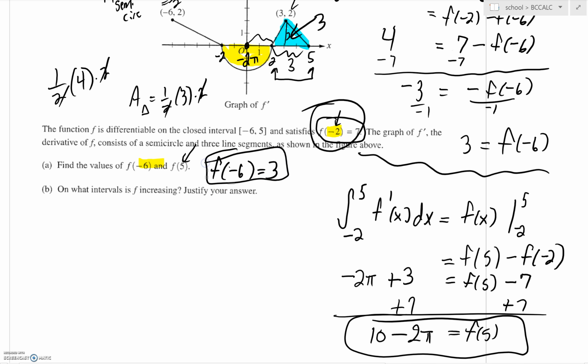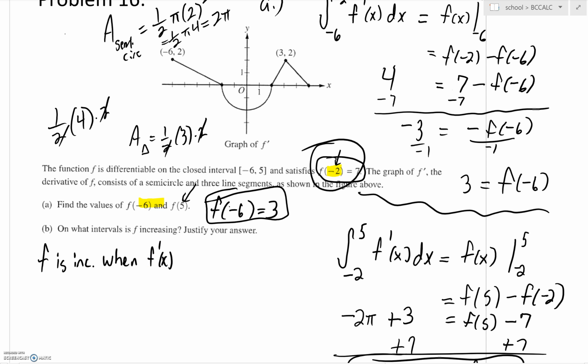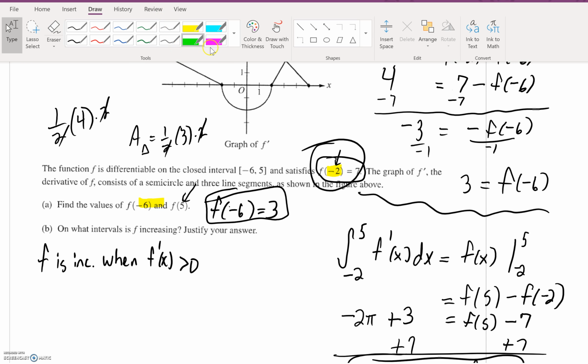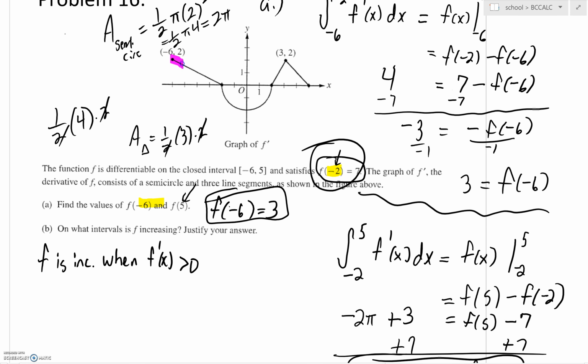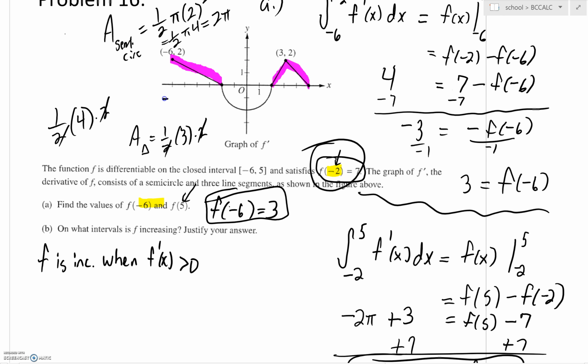But then what? They want to know when f is increasing. Well, thankfully, this is a little bit easier of a problem. You don't have to calculate as much. You just have to know your definitions. f is increasing when f prime of x is greater than 0. So you have to ask yourself, when is f prime of x greater than 0? Well, it's whenever f prime, which is what we have here, is above the x-axis. So plain and simple, it's that. You can see where we're going.